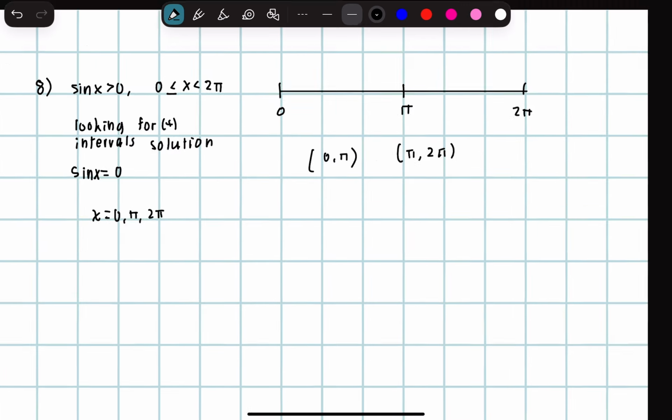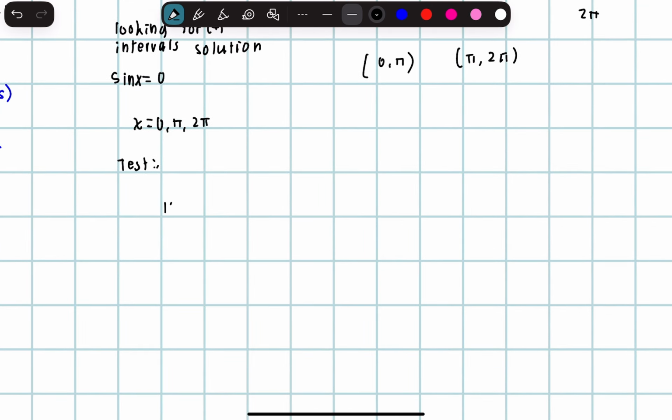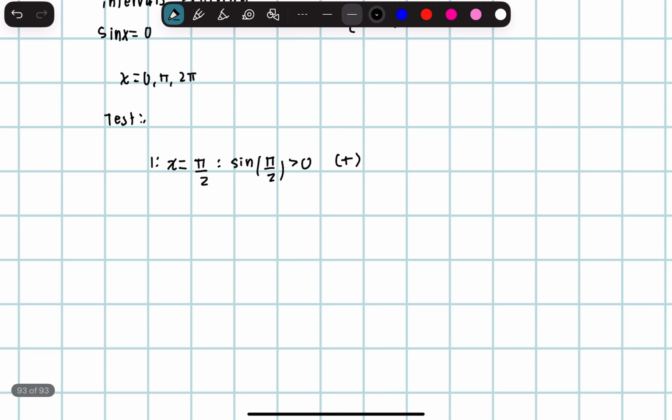And now we're going to test. We're going to test our interval 1. We're going to test the value of x is equal to pi over 2. If you plug this in, sine of pi over 2, you get a positive. It's greater than 0. So that means we'll write a positive over this first interval.